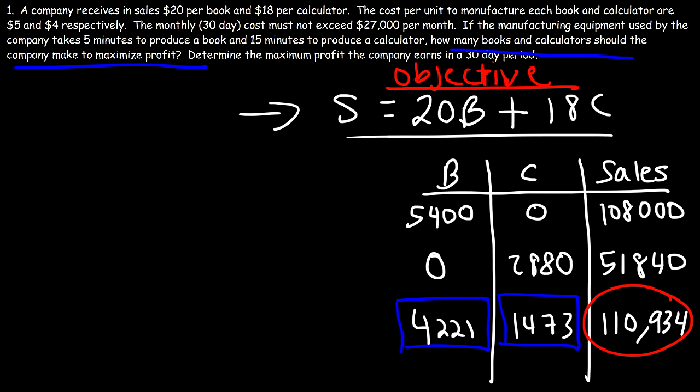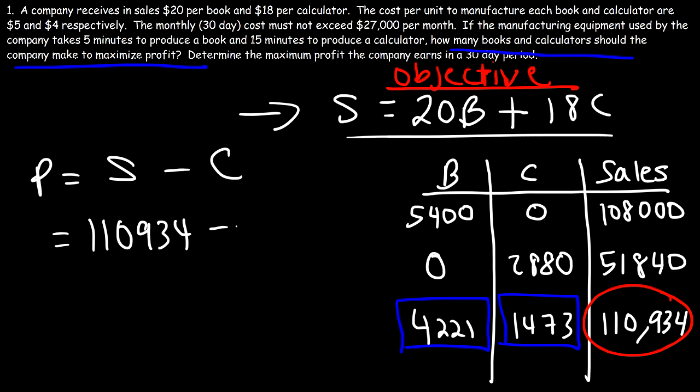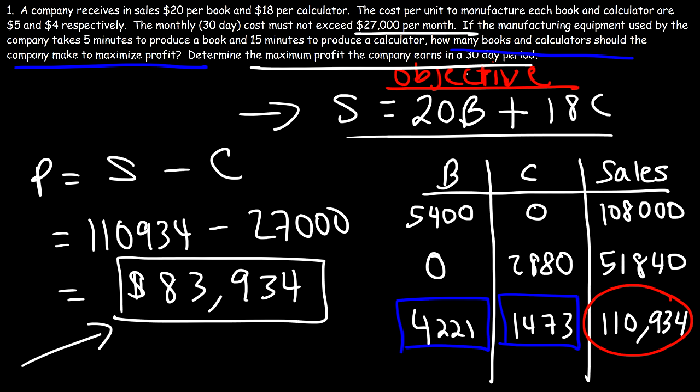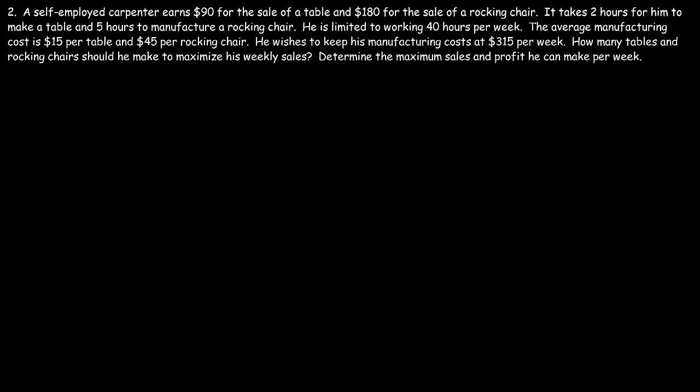Now the profit, technically, is going to be the difference between the sales and the costs. So the sales is $110,934 per month, and the cost is limited to $27,000 per month. So the profit for that month is $83,934 per month. So that's the answer for the second part of the problem. Now let's work on this problem.